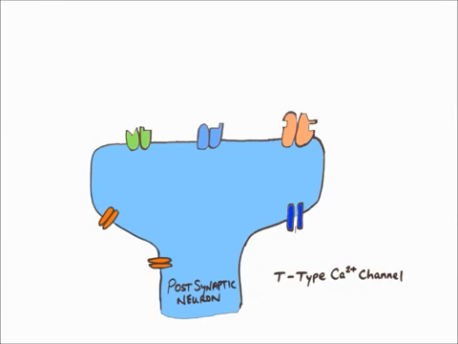In a similar way, open T-type calcium channels allow calcium to enter the postsynaptic neuron, causing depolarization and excitation. This allows the epileptic focus action potentials to spread further. However, ethosuximide blocks T-type calcium channels, stopping calcium from entering the postsynaptic neuron and therefore reducing the chances of seizures occurring.